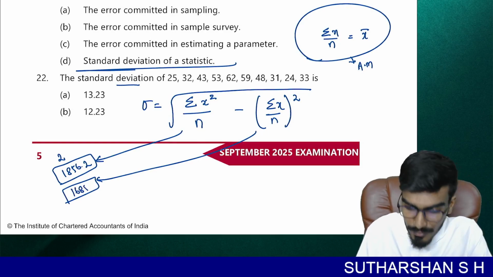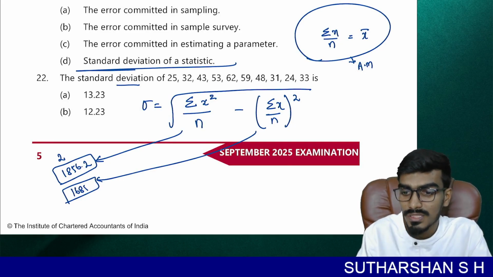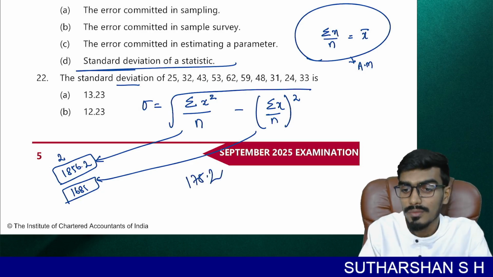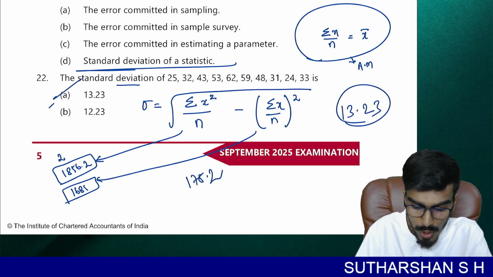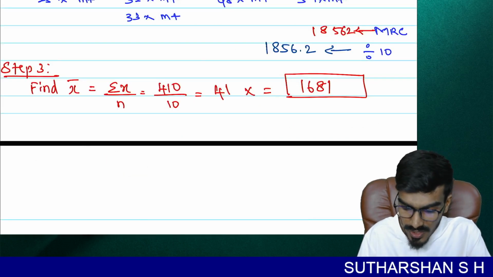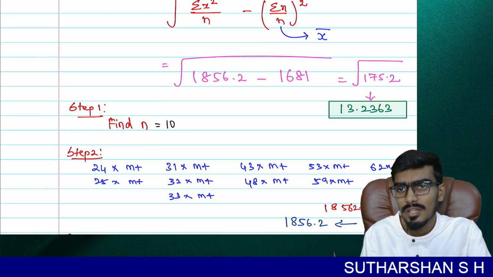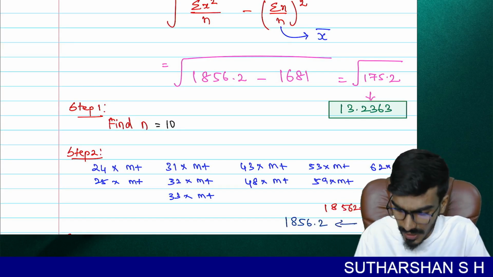Find the difference: 1856.2 minus 1681, which is equivalent to 175.2. Take the root value. You are getting the answer 13.23. So option A is your answer. The step by step has been given to you. You will just take a calculator and you can solve this. And also I have given this PDF in the description below. You can also check that.